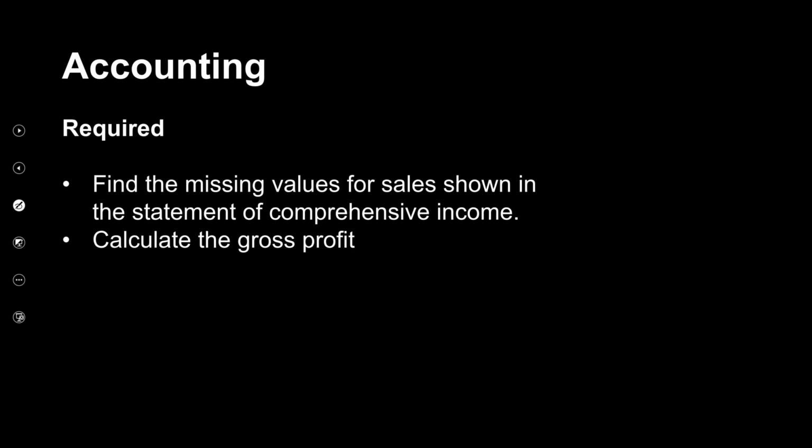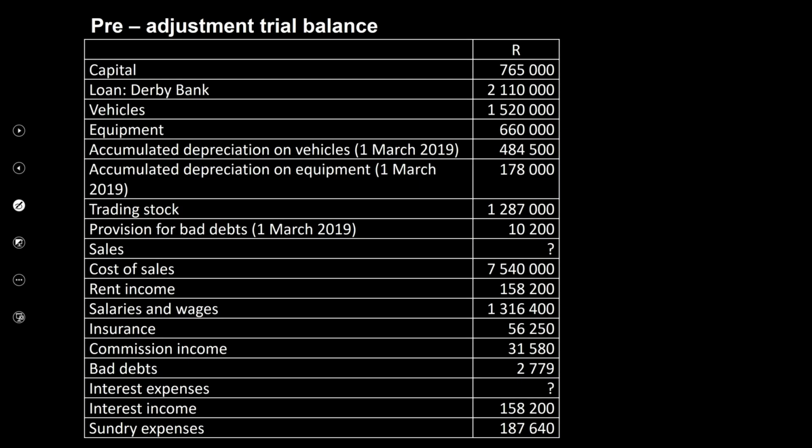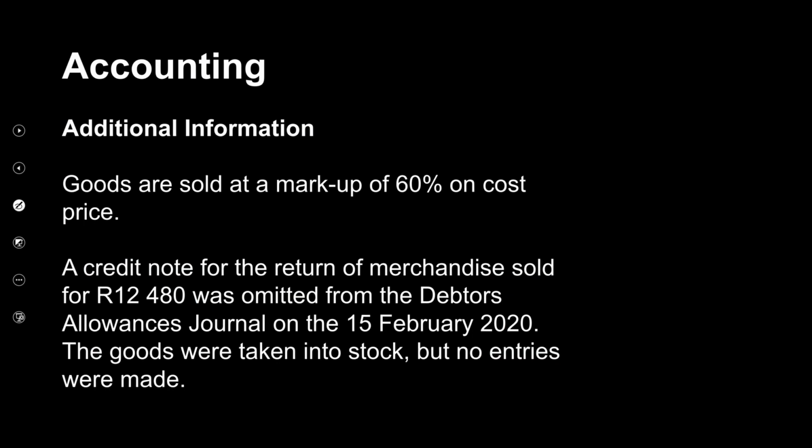It says there, find the missing values for sales that we need to use for our comprehensive income, and calculate the gross profit. Okay, here goes. Initially, you find that your sales figure is an unknown, right? Okay, but in terms of the information, what do we know? Goods are sold at a markup of 60% on cost, right?